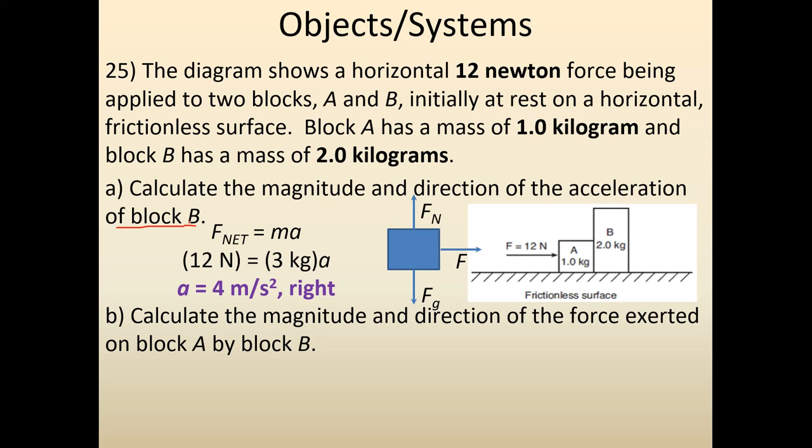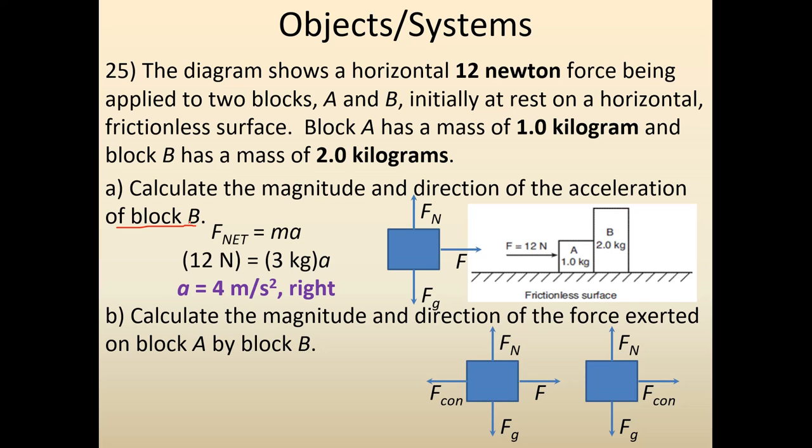For part B, they want the magnitude and direction of the force exerted on block A by block B. So this is one of those interactive forces. This is the contact force that they want. So I have to look at this as two separate objects. Block B has an FBD that looks like this. Block A looks like this. For the most part, for these scenarios, they're pretty much all going to look very similar. We'll see what it looks like when there's friction involved, but this is what the FBDs will look like.